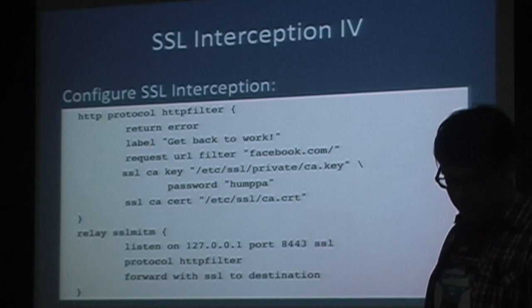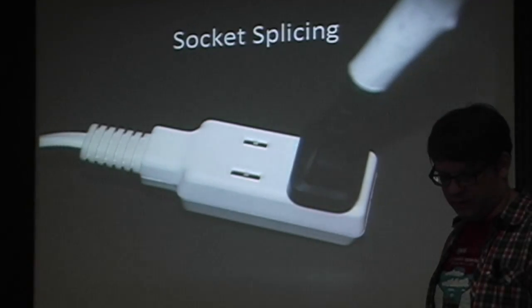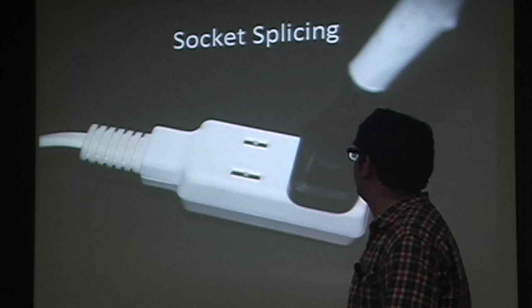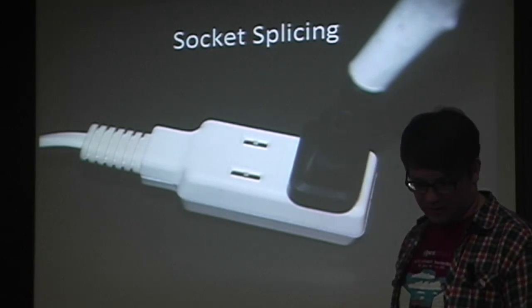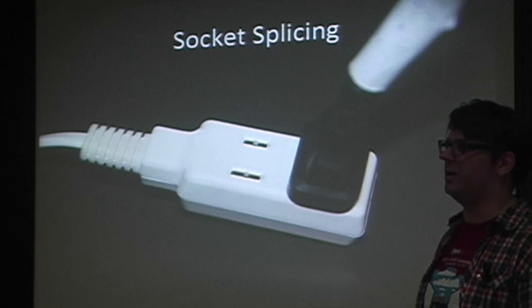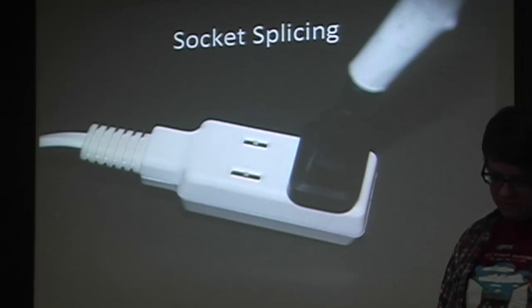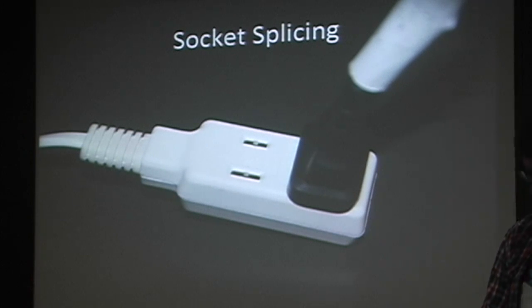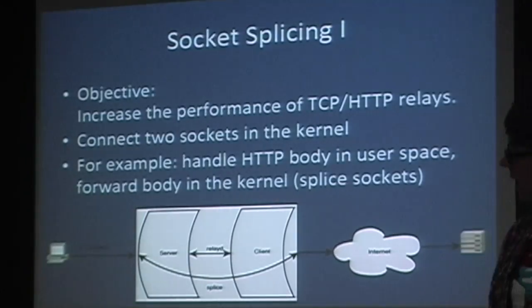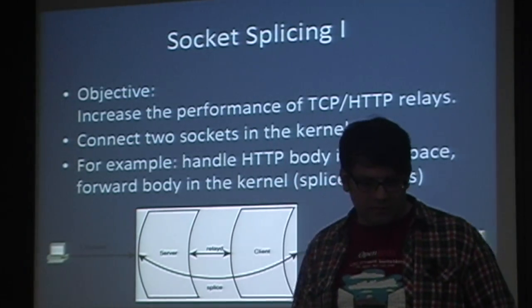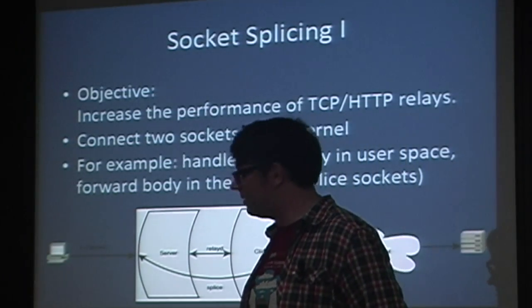But let's have a look at something else. Socket splicing. This is a feature in RelayD, a new one that is really useful. I wanted it for a long time, but I didn't implement it. It was Alexander Bluhm at OpenBSD.org, he just implemented it and sent a diff, and oh, it's so great.